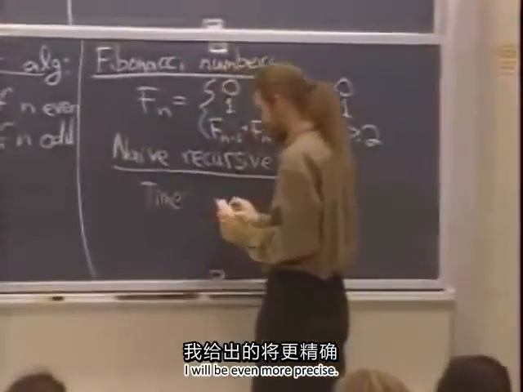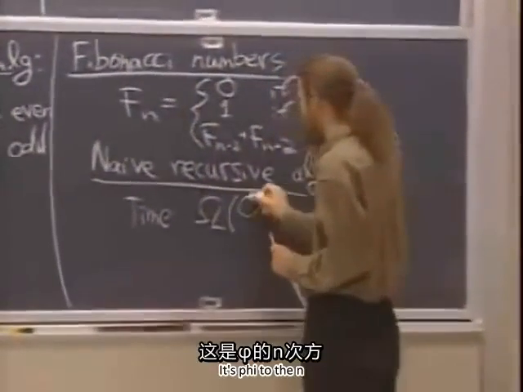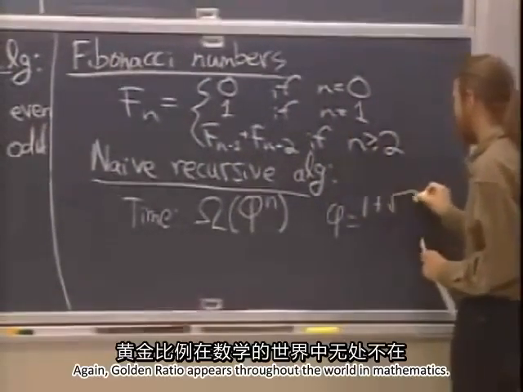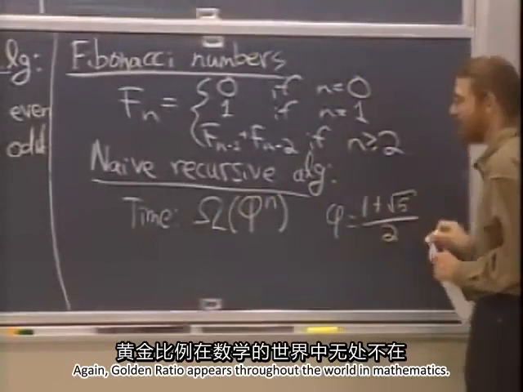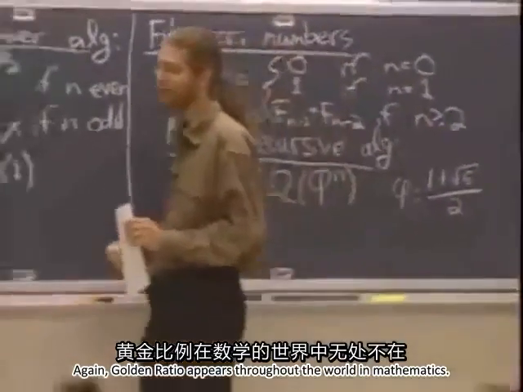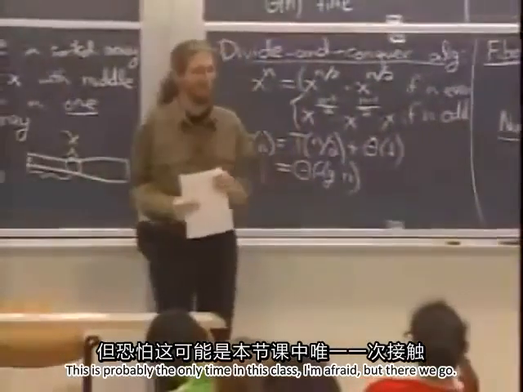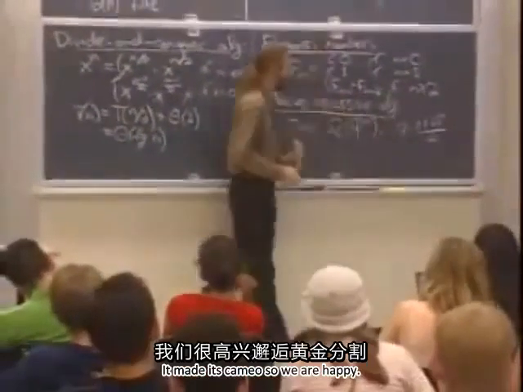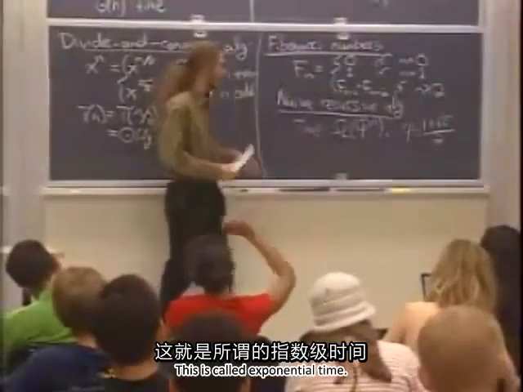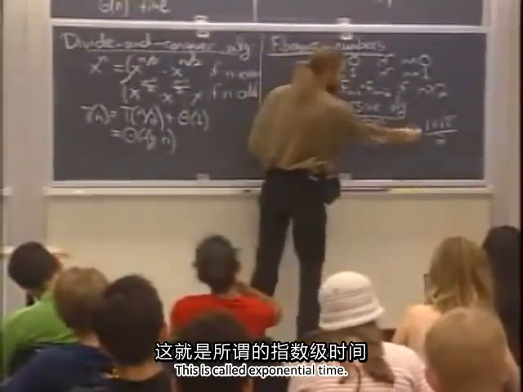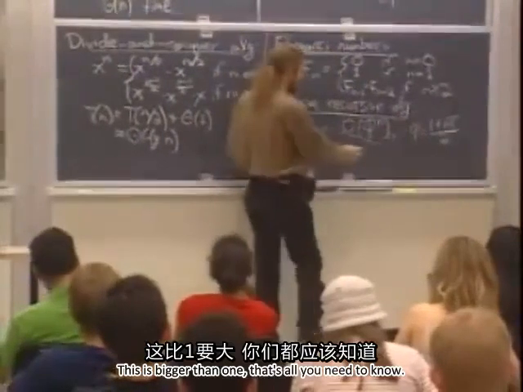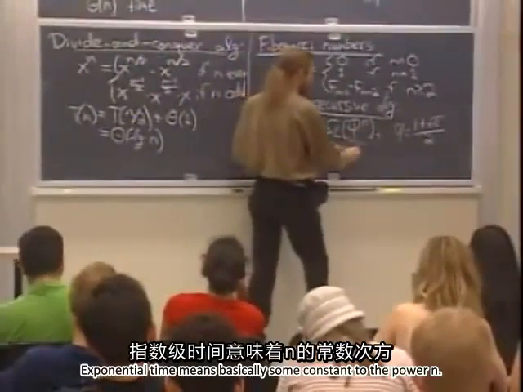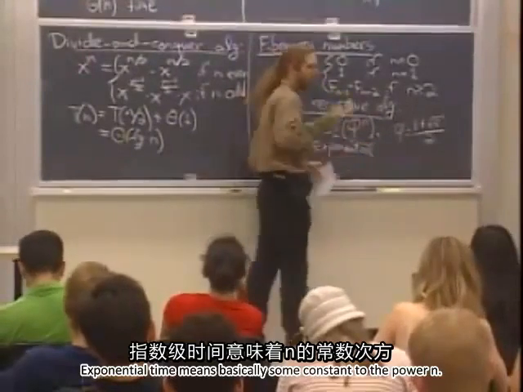I'll be even more precise. Maybe you haven't seen this analysis before. It's phi to the n, where phi is the golden ratio. Again, the golden ratio appears throughout the world in mathematics, but this is probably the only time in this class, I'm afraid. But there we go. It made its cameo, so we're happy. Okay, this is called exponential time. This is bigger than 1. That's all you need to know. Exponential time means basically some constant to the power n.